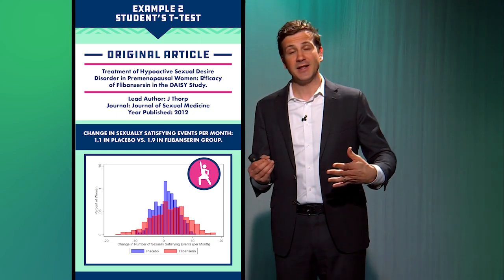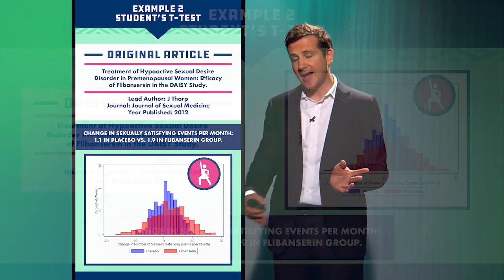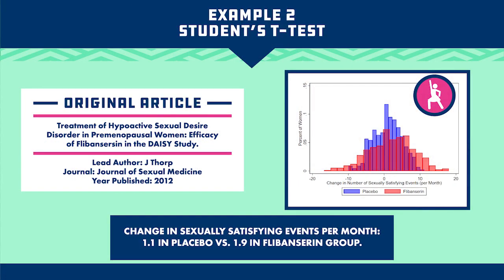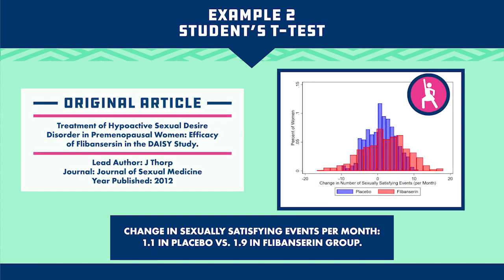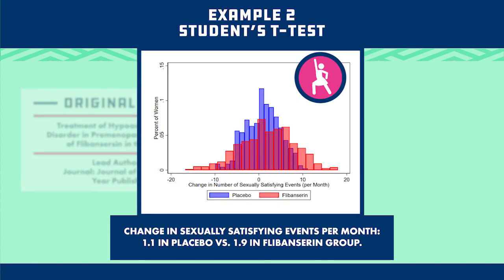So there's some placebo effect here. Even the women on placebo had about 1 extra sexually satisfying event per month. But it went up by 1.9, almost 2 sexually satisfying events per month in the flibanserin group. And you can see the distribution of the results here. So the placebo group is in blue. Everyone is kind of shifted above 0 because most people did better. Some people had fewer sexually satisfying events per month. And then you can see people coming all the way up. Some people had even 10 extra sexually satisfying events per month. Very encouraging results. Of course, we see that in the placebo too.